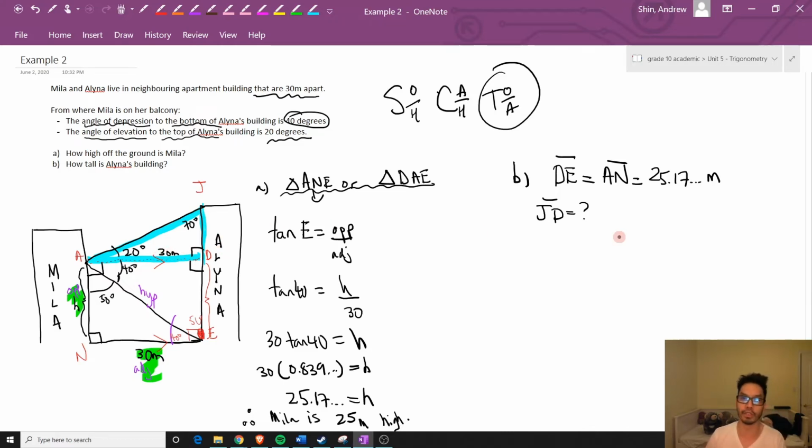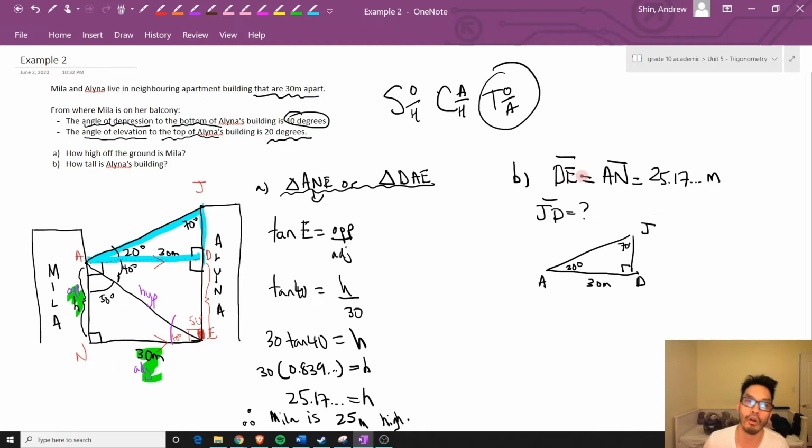Now it's kind of getting confusing here, so I'm going to redraw it so it's a little bit more clear. We want to find out what JD is. So J is the top part, that's D, and this is angle A. This is 20 degrees, this is 70, this is 90, and we know that this is going to be 30 meters.